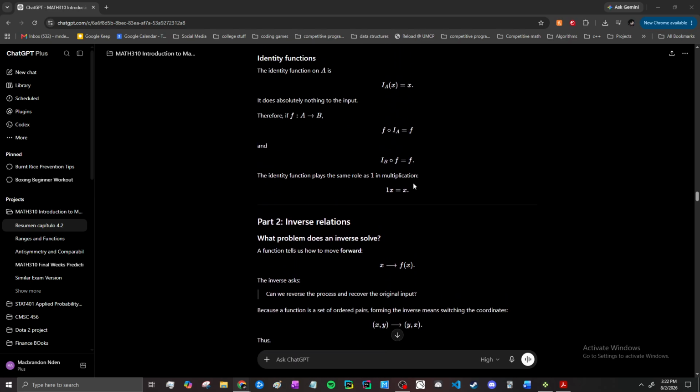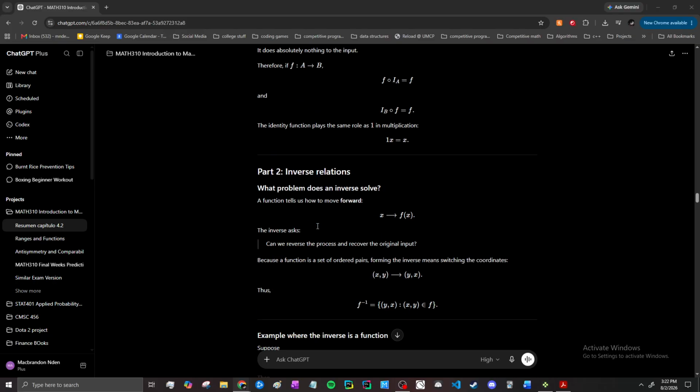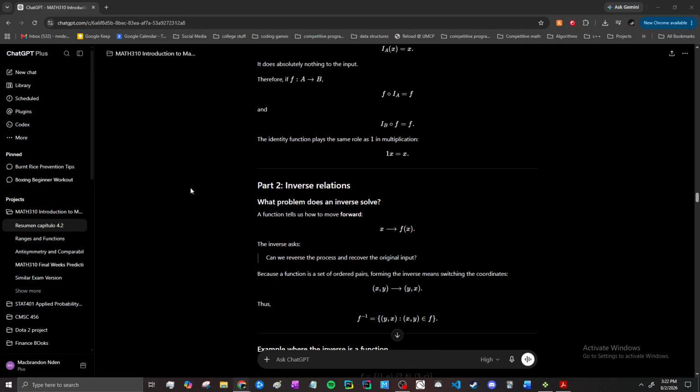Okay, so part two, inverse relations. What problem does inverse solve? We talked about compositions, now we're talking about inverses. So what problem does inverse solve? The function tells us how to move forward. Inversing, can we revert the process and recover the original input?